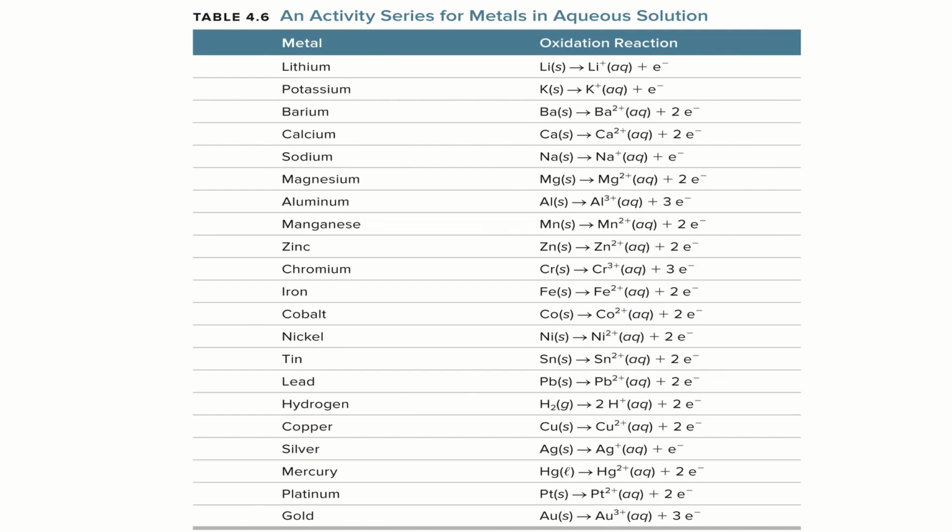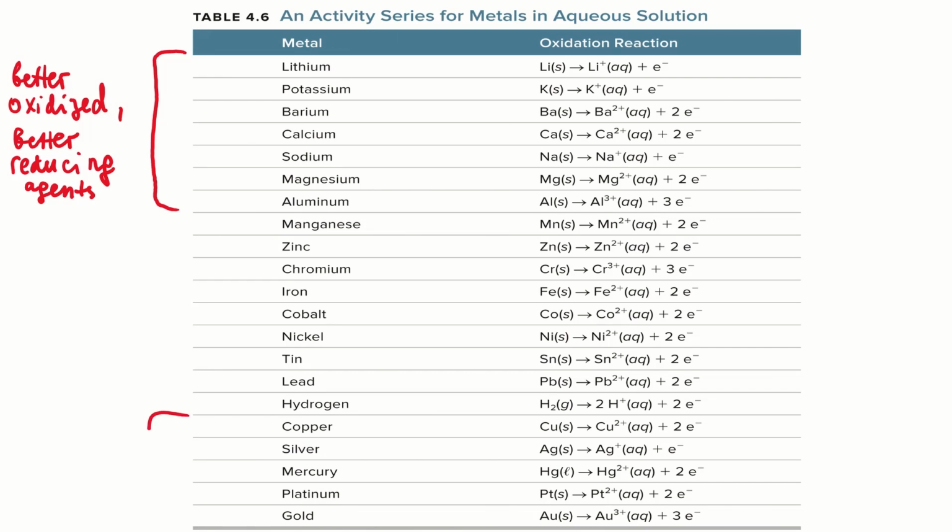Metal ions at the bottom of the table are better oxidizing agents, tend to be reduced, than metal ions at the top. So let's say here metals at the top are better oxidized, lose electrons easily, essentially what this means, and therefore they are better reducing agents. They cause the reduction of other elements. Metals at the bottom, actually metal ions, which are at the bottom of the table, better oxidizing agents. I'm going to say metal ions, better oxidizing agents.